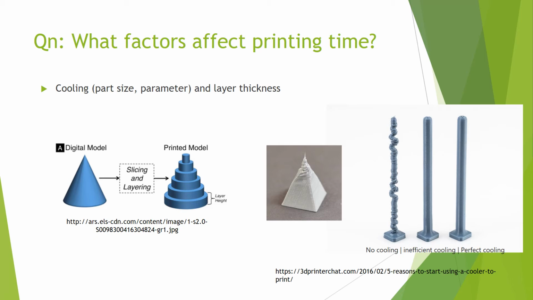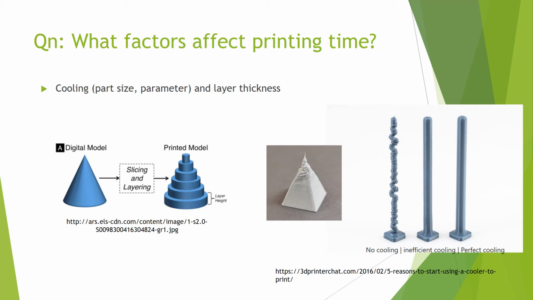So the next thing is cooling and part size. So on the picture, you can see a pyramid. As the pyramid part becomes thinner and smaller, the features of this pyramid get lost. It is lost because the part didn't have sufficient time to cool down, and as such, it is just a blob of mass. It didn't have time to cool down and solidify.